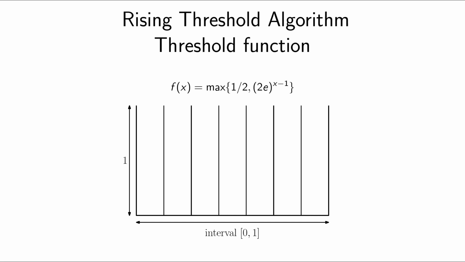To assign thresholds to knapsacks, we draw knapsacks next to each other in a 1x1 square. And we use the plot of f to determine the threshold. Precisely, for the ith knapsack, we assign the threshold f of the argument 1 divided by i plus 1.